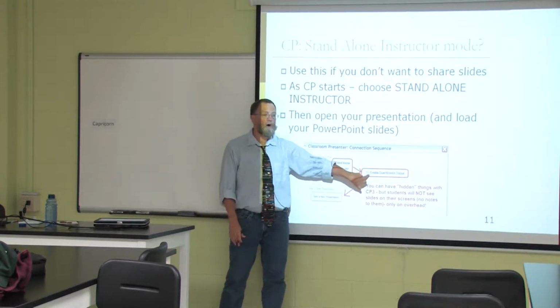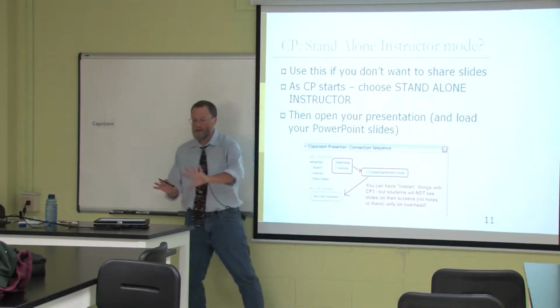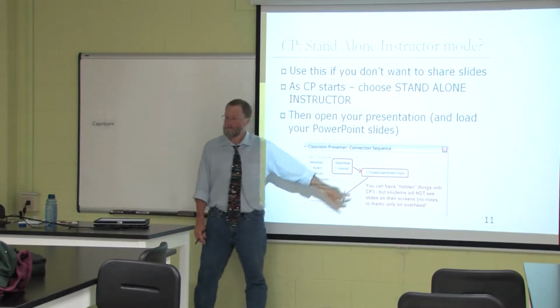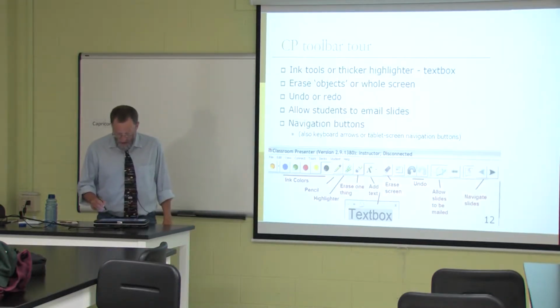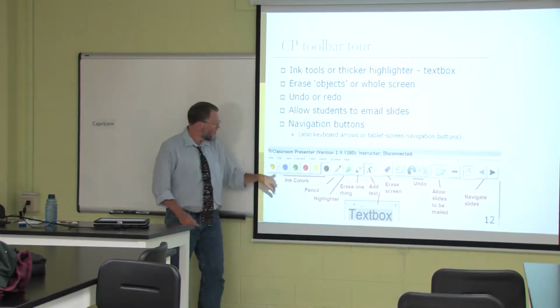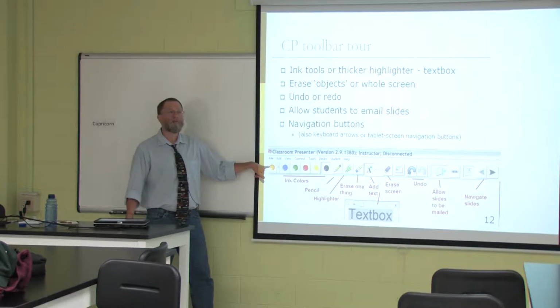That's already clicked on by default. But if you want to be able to do this extended mode and hide something and have it there, you've got to have that. Okay. And then the toolbar. So the toolbar is you've got all of your ink colors here. You've even got a custom color. You can set this to whatever color you want.